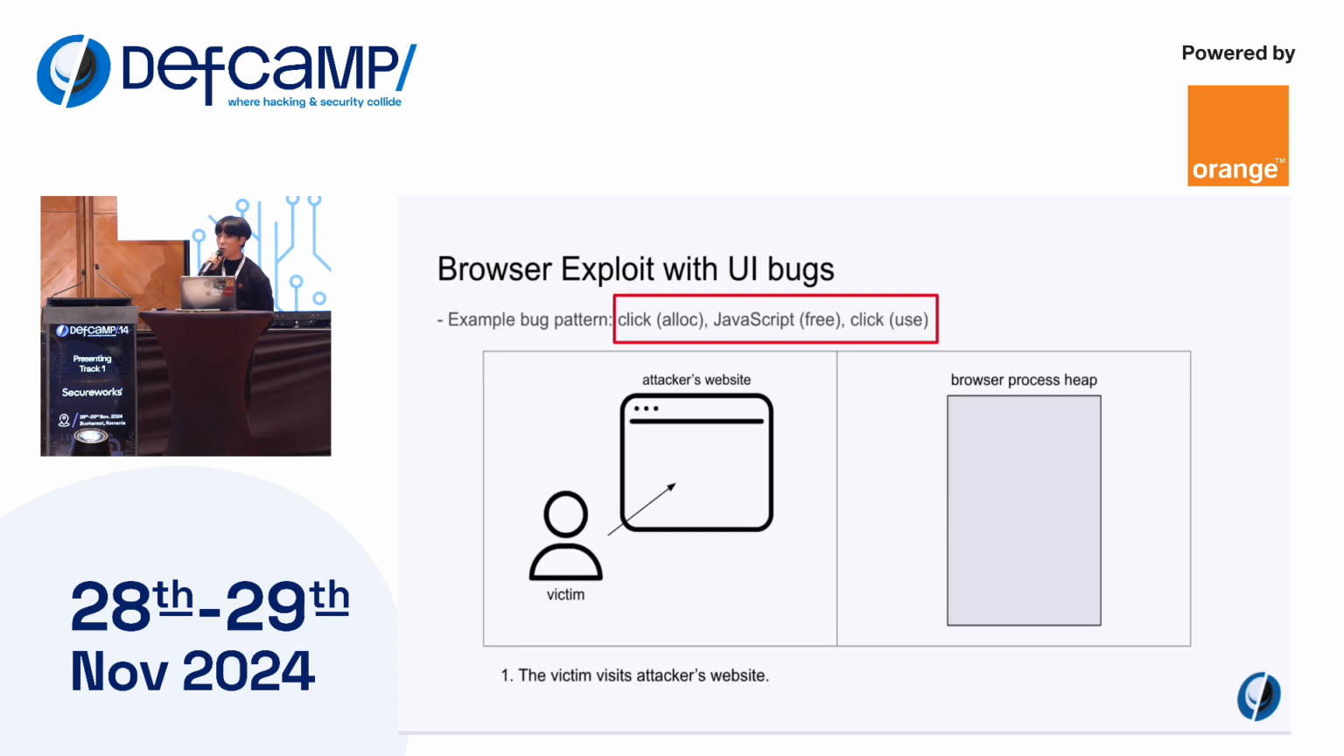So yeah, let's go over a detailed example of a UI UAF exploit. First, let's assume that triggering the vulnerability requires 1 click to allocate the heap object, 1 JavaScript action to free the object, and another click to use the pointer that refers to the freed object. The process starts with the victim visiting the attacker's website, which is a common first step in a browser exploit.